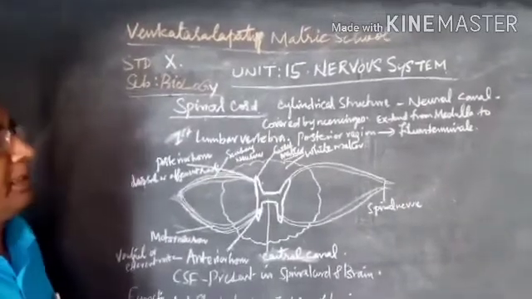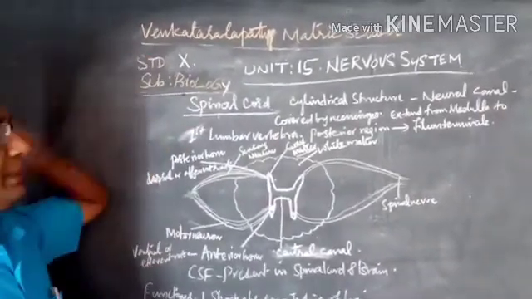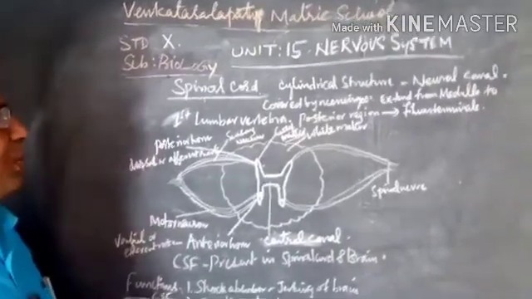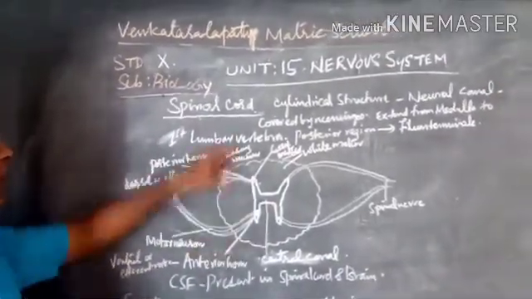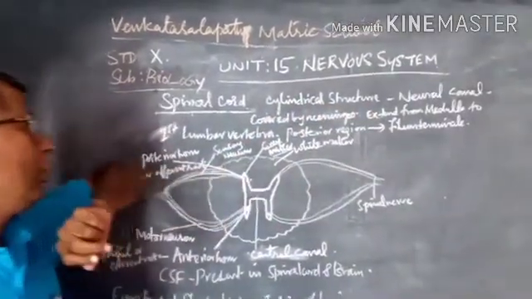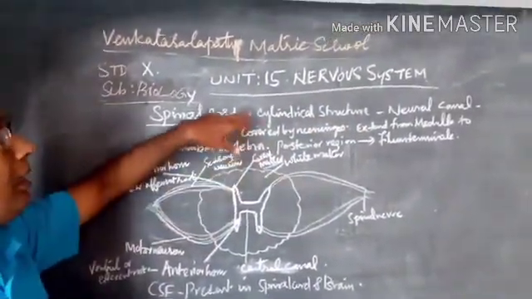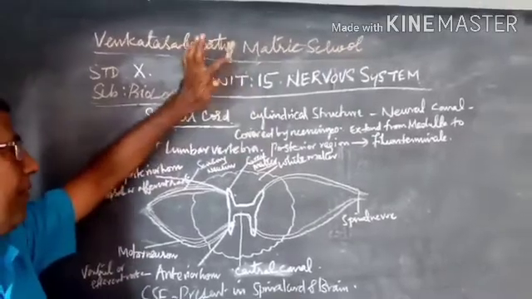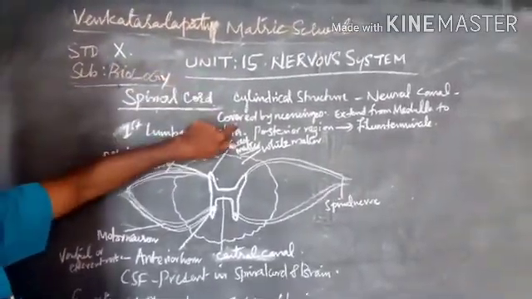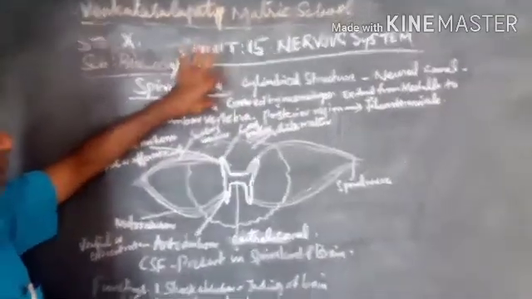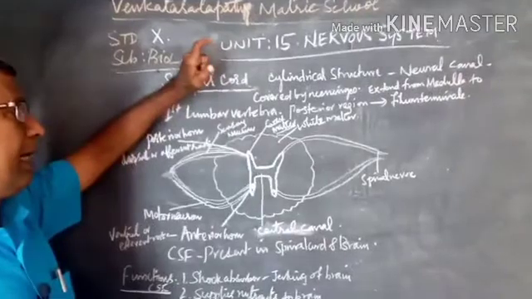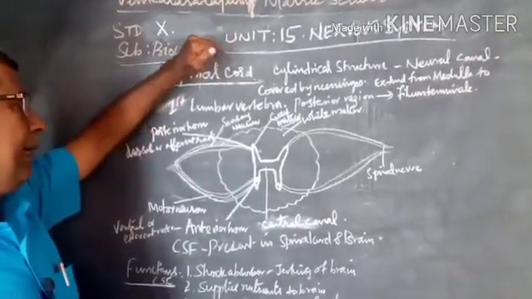Last class we have seen about the structure and functions of the human brain. Today we are going to see about the spinal cord. The spinal cord is a cylindrical structure lying inside the neural canal and up to the first lumbar vertebrae. The spinal cord is covered by meninges as in the brain, that is three layers: pia mater, dura mater and arachnoid membrane.